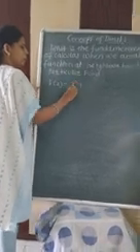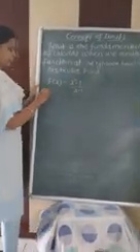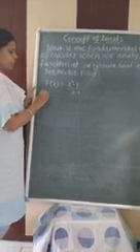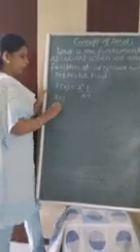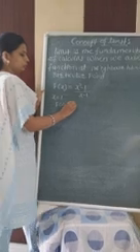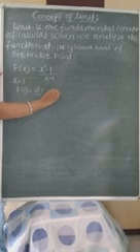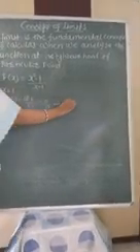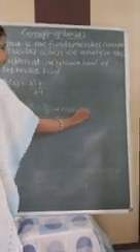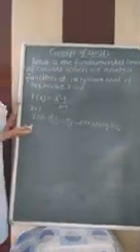For example, f of x equal to x square minus 1 by x minus 1. Find the value of f of x at point x equal to 1. Then f of 1 equal to 1 square minus 1 by 1 minus 1. Then answer is 0 by 0, means it is meaningless. So we need a new concept, that is the limit. How to write limit?